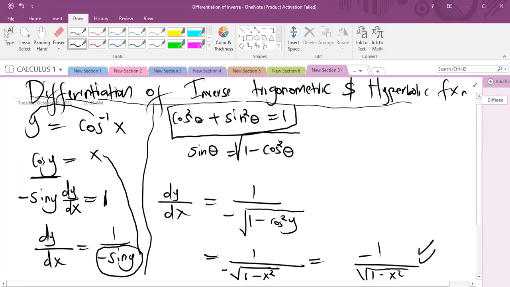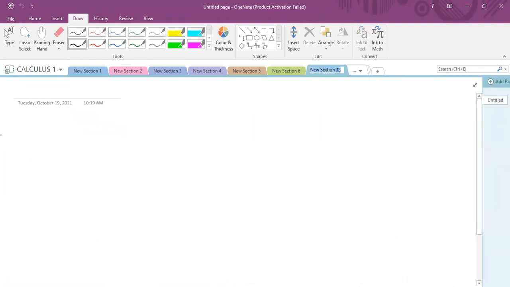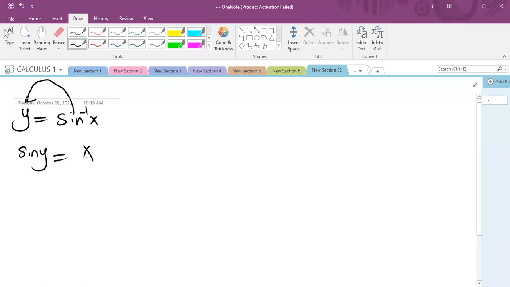That's it, guys. So when you're being told to differentiate any inverse function, that's the process, that's the procedure you're supposed to go through. Let's take up another example. You're told y is equal to sine inverse x, differentiate. Bring this to the other side, we will have sine y is equal to x. Then go on, carry out the differentiation.